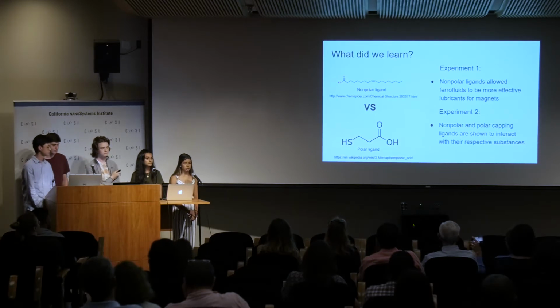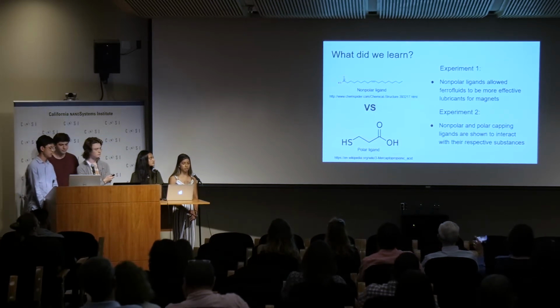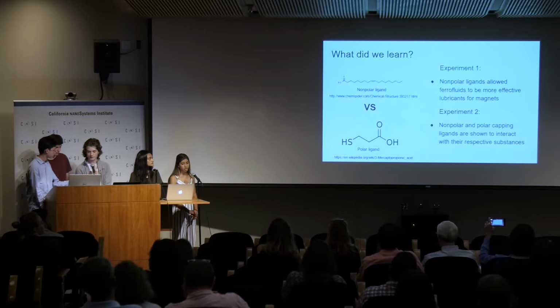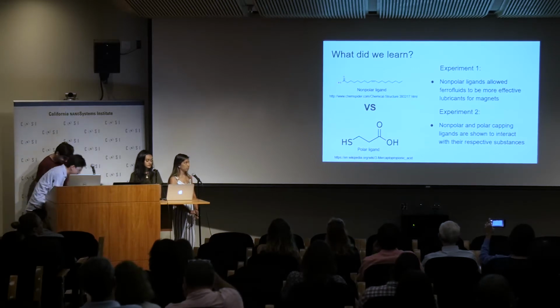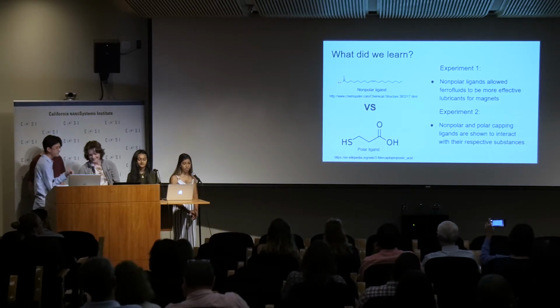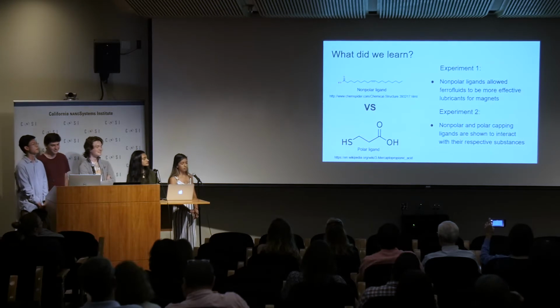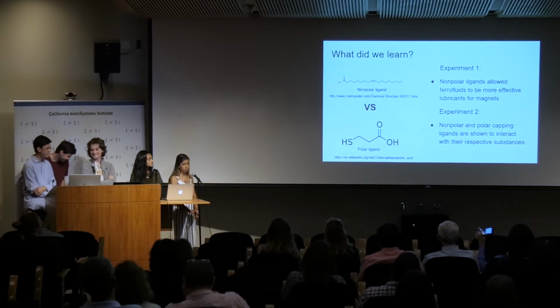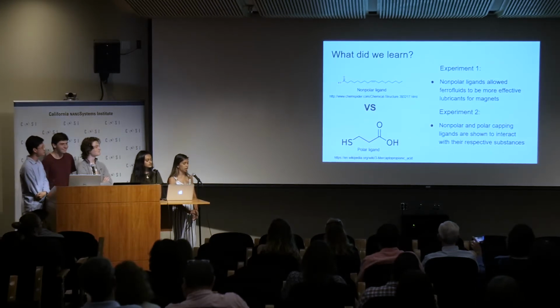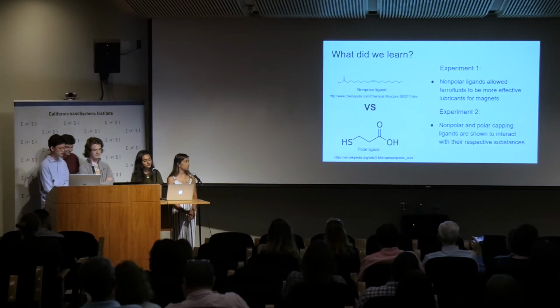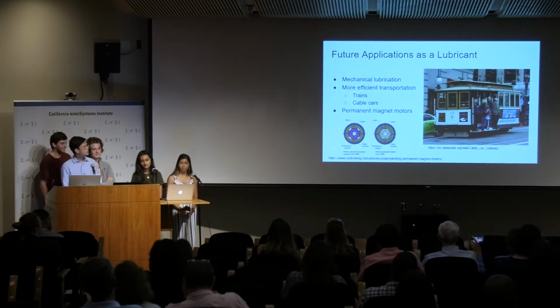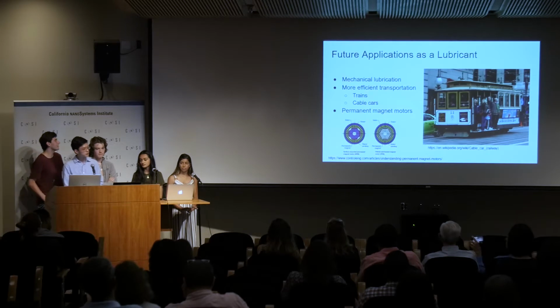So through these experiments, we learned that changing the capping ligand does in fact change the ferrofluid properties. In experiment 1, when we used oleic acid, the nonpolar ligand, the ferrofluid served as a more effective lubricant for the magnet. In experiment 2, we learned that the nonpolar and polar capping ligands are shown to interact with their respective substances.